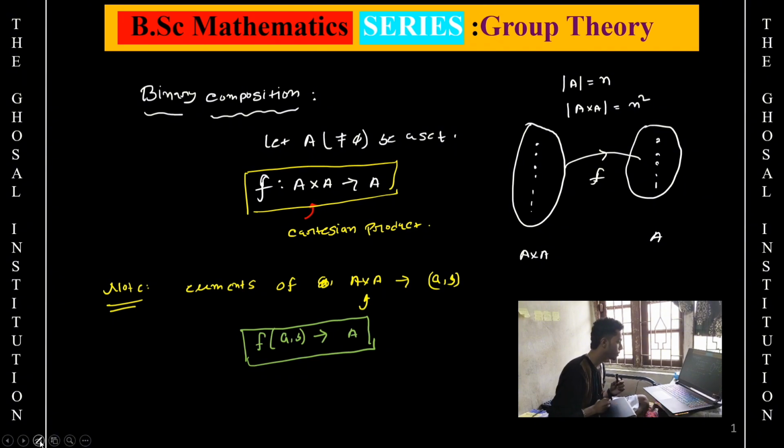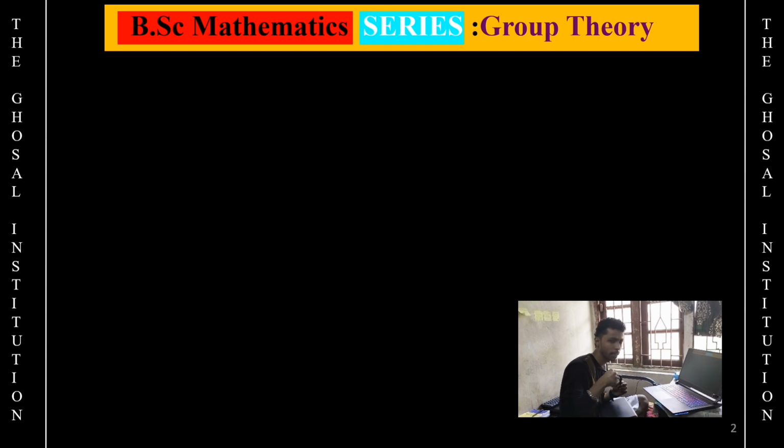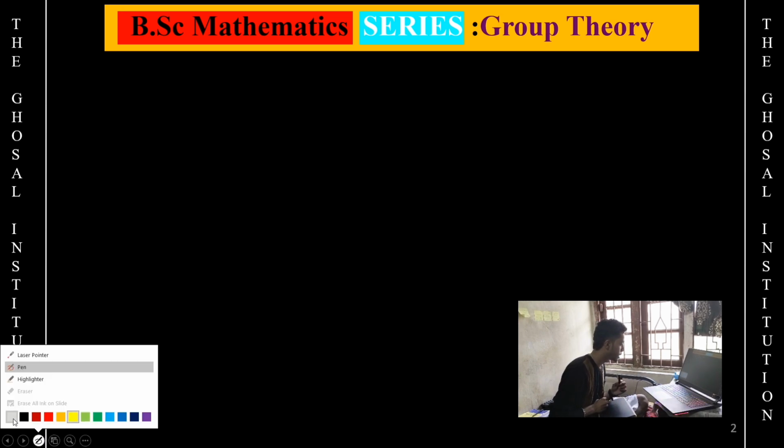Mapping means all the elements of A cross A are connected to some elements of A. It doesn't require that they be connected to all the elements of A. All the elements of A cross A should be connected to some elements of A. Now let's jump into an example because it will clear your doubts.